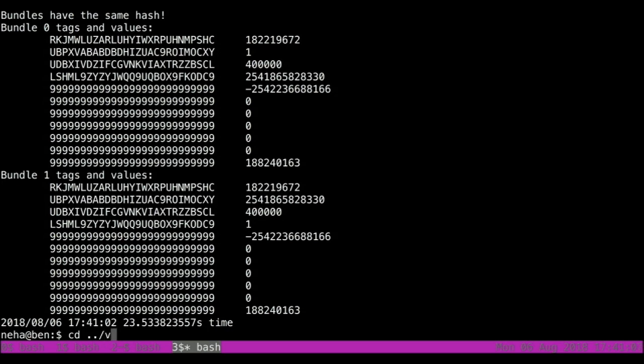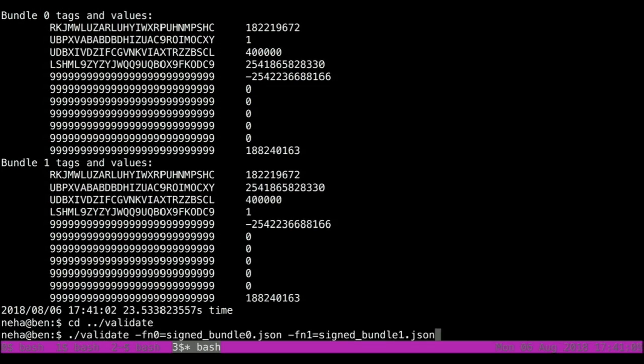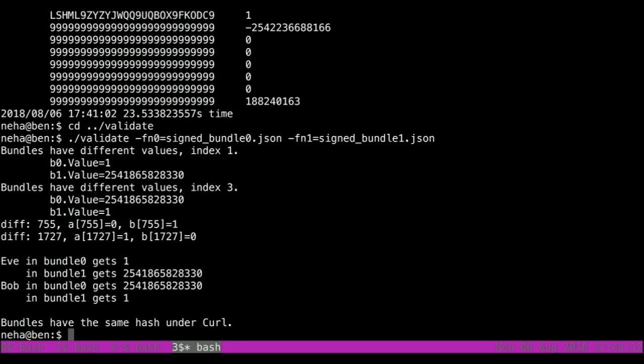On average on 80 cores, it's around 30 seconds, which is what we found running it about 5,000 times. What happened here is that it spit out the tags that you needed in order to cause a collision for these 2 different bundles to make them hash to the same thing. Then we ran some validation code on the 2 bundles, and what we see is that, yes, in fact, they differ in 2 different places, in the value field. In the first bundle, Bob gets a lot of money and Eve doesn't get very much, and in the second bundle, Eve gets all the money and Bob doesn't get very much. And the 2 bundles hash to the same value under Curl-P-27.